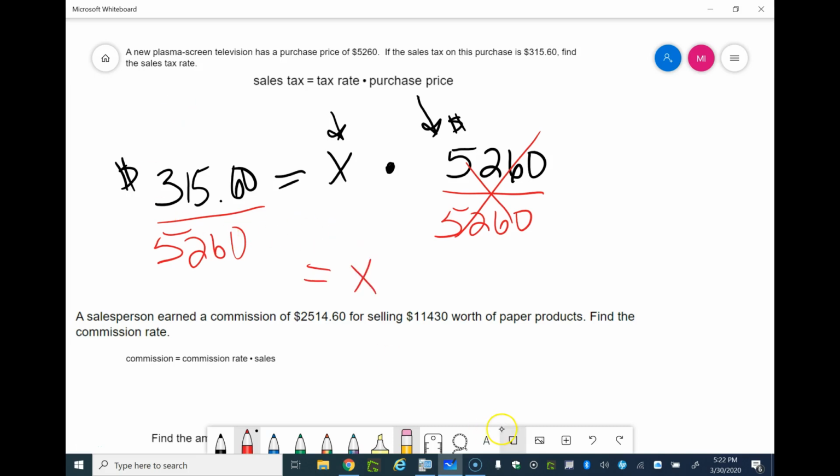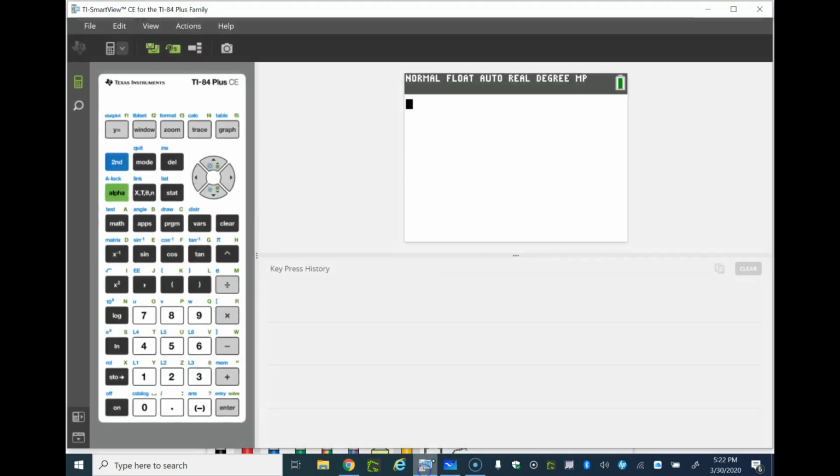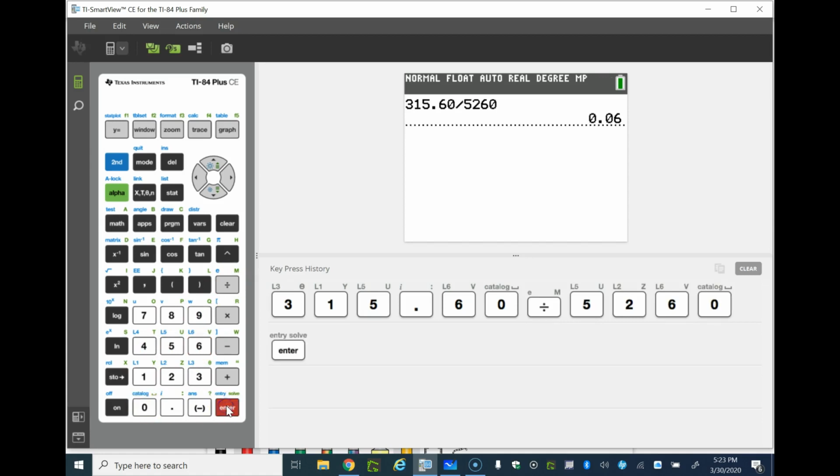And we'll go to the calculator. Let me write this problem down. So 315.60. All right, we take it to our calculator, and we say 315.60 divided by 5,260, and we get 0.06.